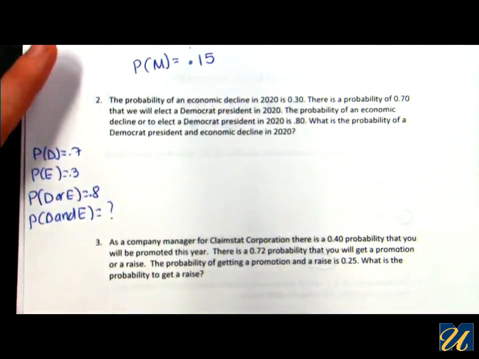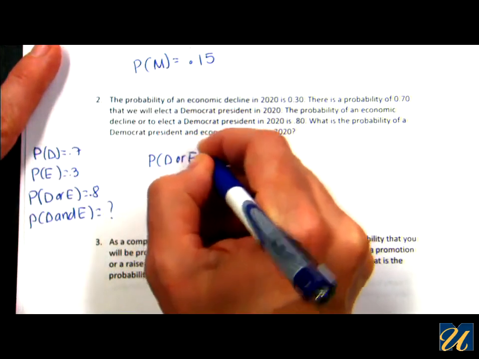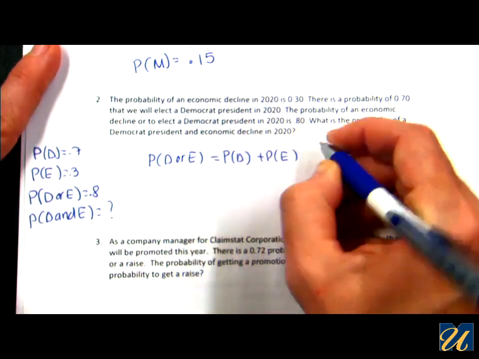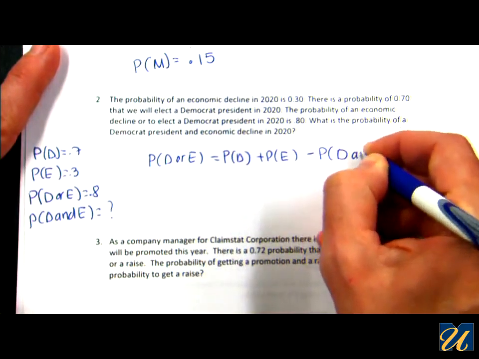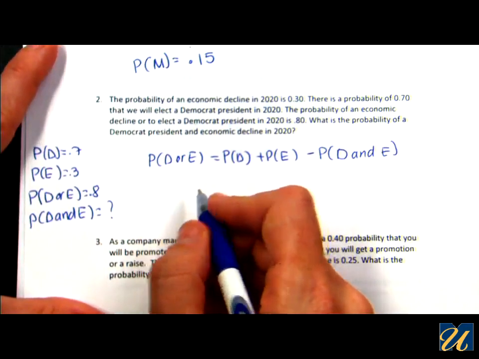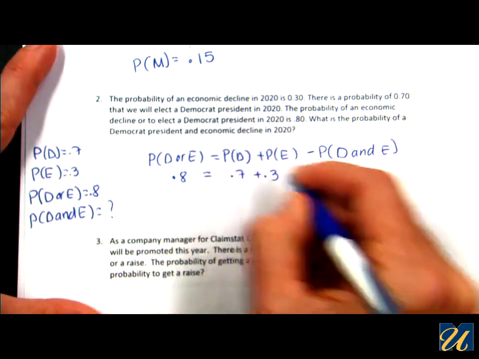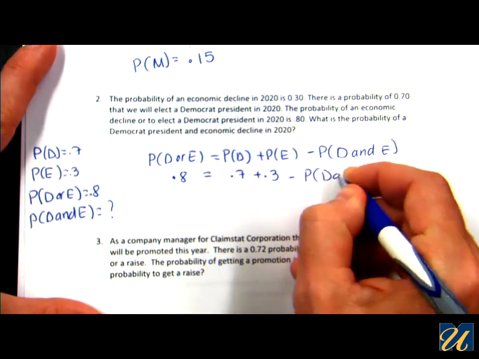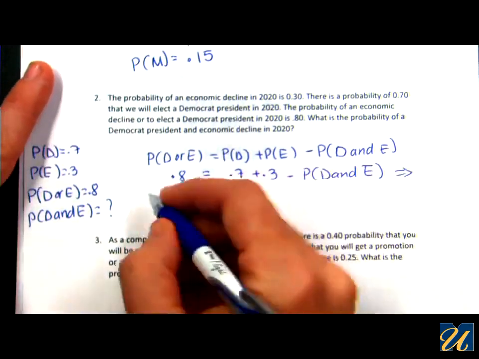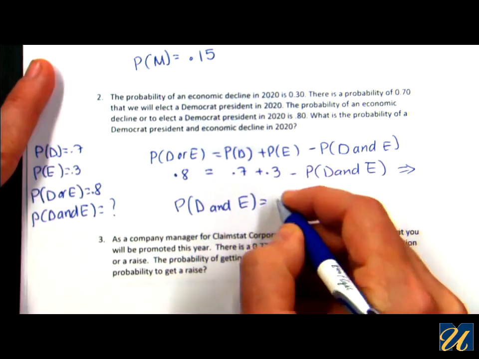Again, we will use the same formula. Probability of D or E is equal to the probability of D plus probability of E minus probability of D and E. Plug in the information that you have. This is 0.8, 0.7 plus 0.3 minus the unknown, and you solve for the unknown. If we solve for the unknown, we will find that the probability of both occurring will be equal to 0.2.